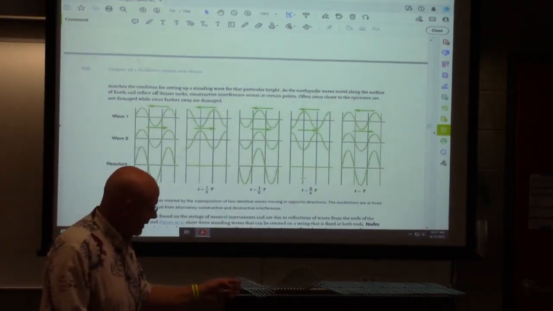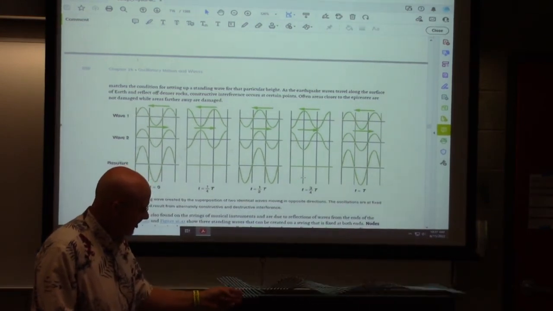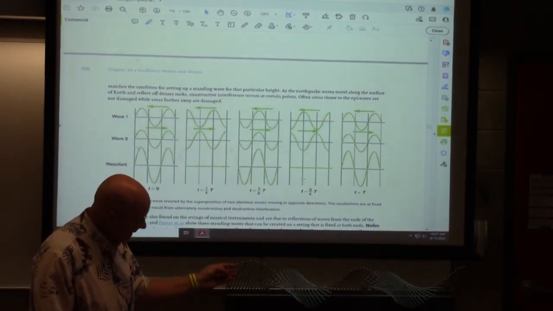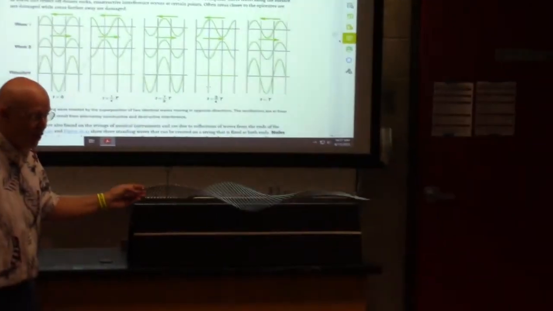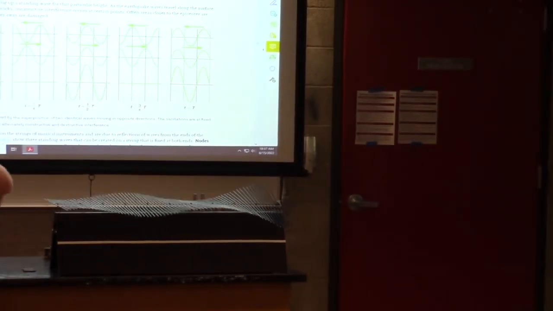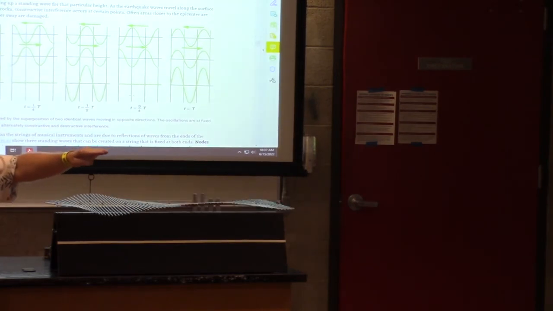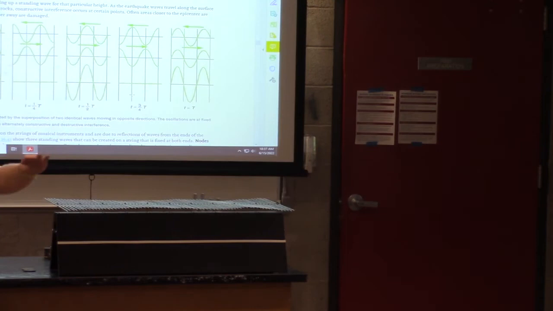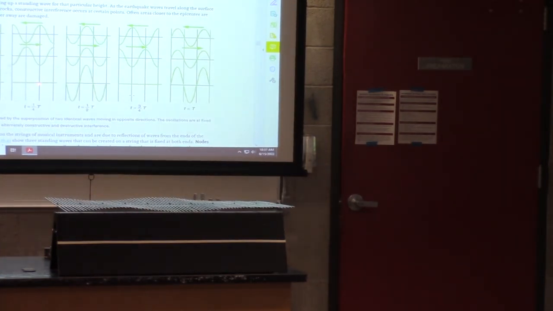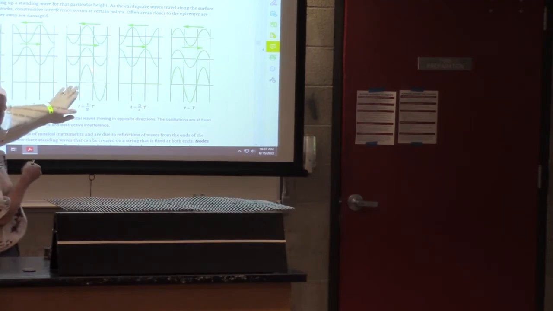If I do this oscillations, there is a moment in time right there where all the rods are at the same level. Of course, they're in the process of changing, but they're in a flat line at that moment. And so right here, we have our destructive interference. And then watch what happens a moment later.